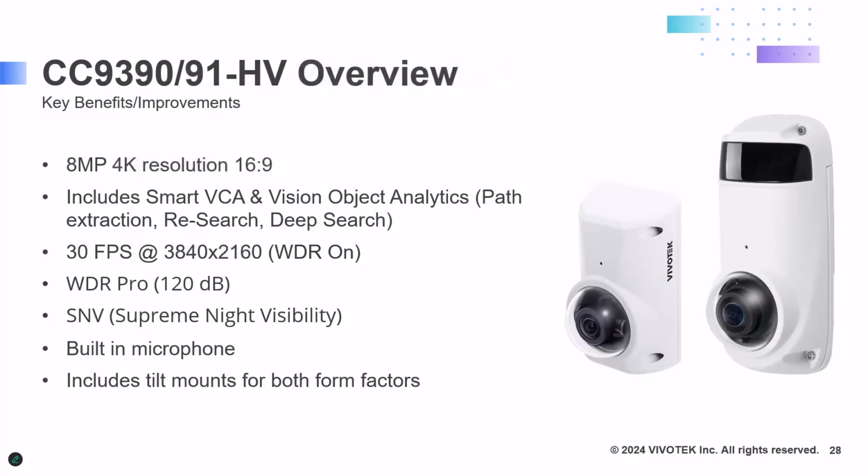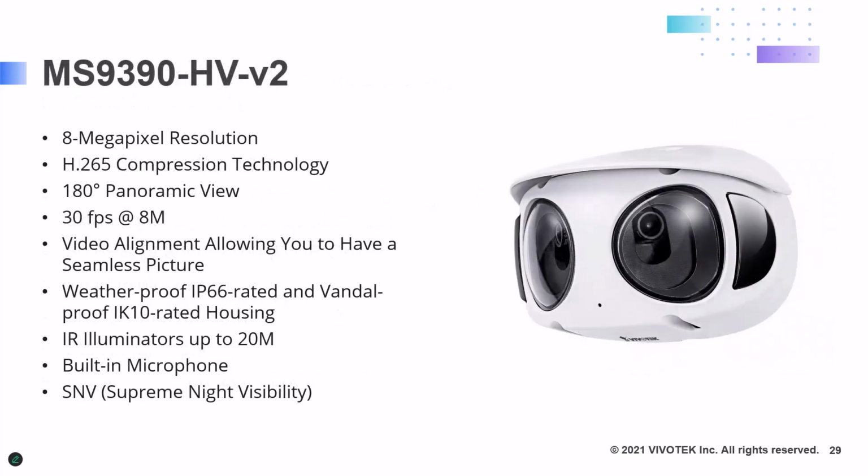And then we also have our CC9390 and 91 panoramic cameras. These guys have similar specs to the 5 megapixel version that we just covered, except these are going to capture a beautiful 4K image. And then we have the MS9390 EHV-V2.